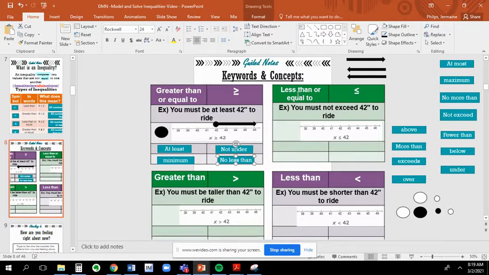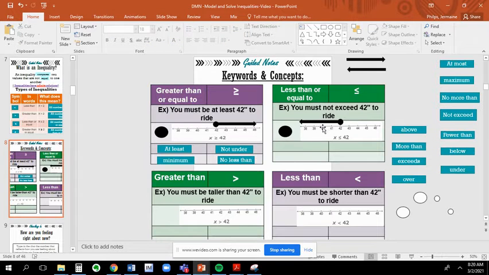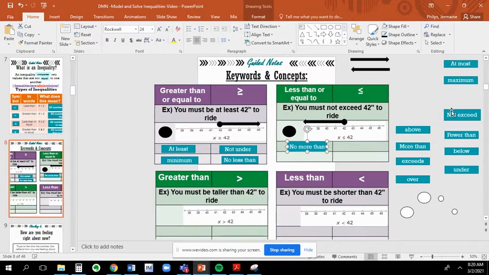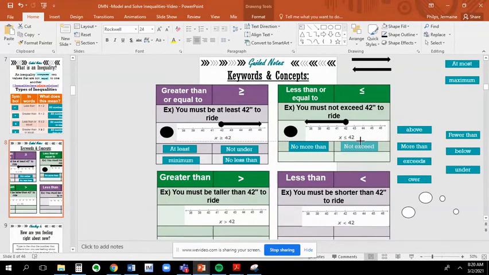On the less than or equal to side, like we said, whenever we see that equal to in our inequality, that means it's going to be a closed circle. So we'll put our dot over at 42. And in this case, it's saying less than or equal to. So it can be any number less than 42. So there's 38, 39, 40, 41. But it also can be 42 because it's less than or equal to. Some of our keywords we'll see for that one are no more than, not exceed, at most, and maximum.